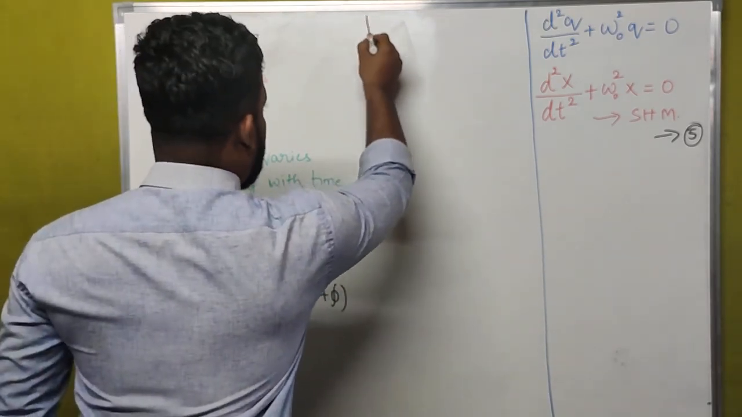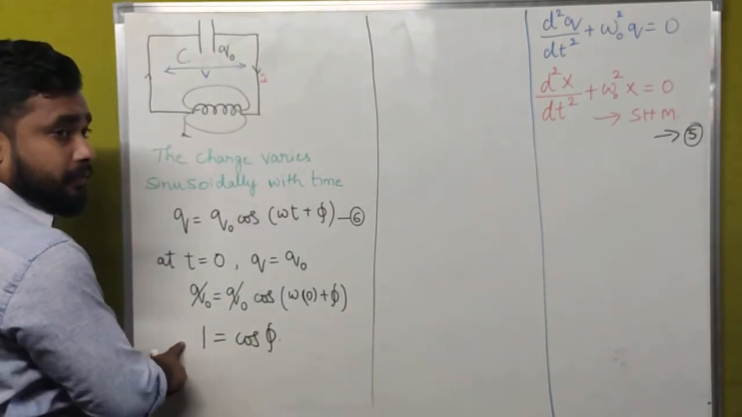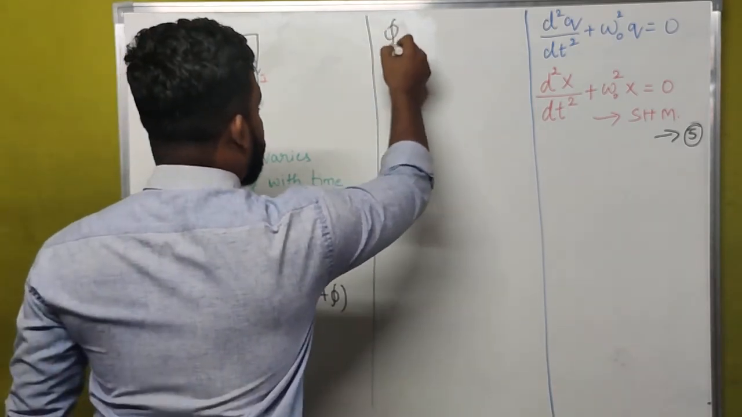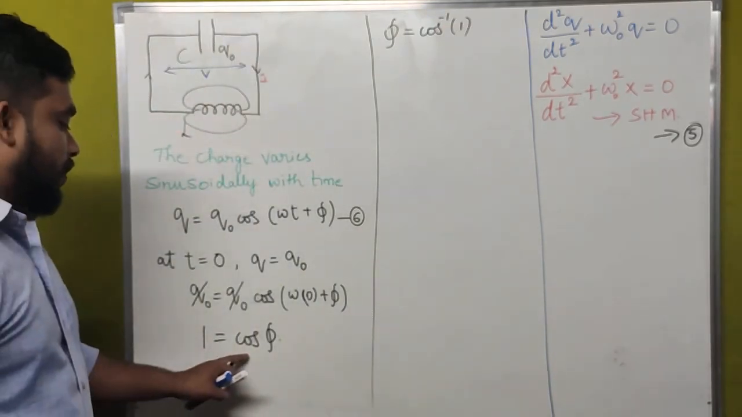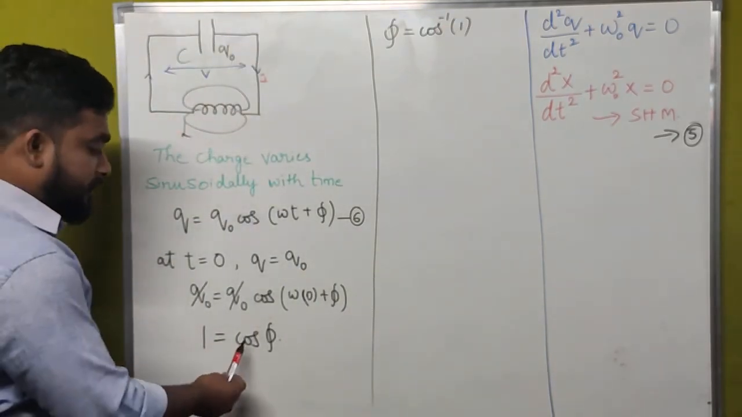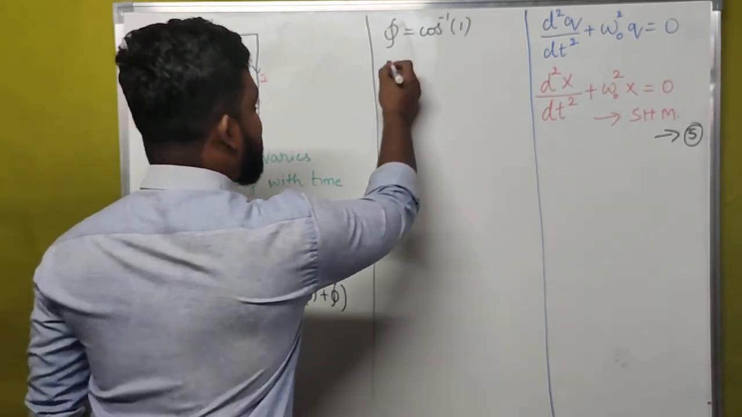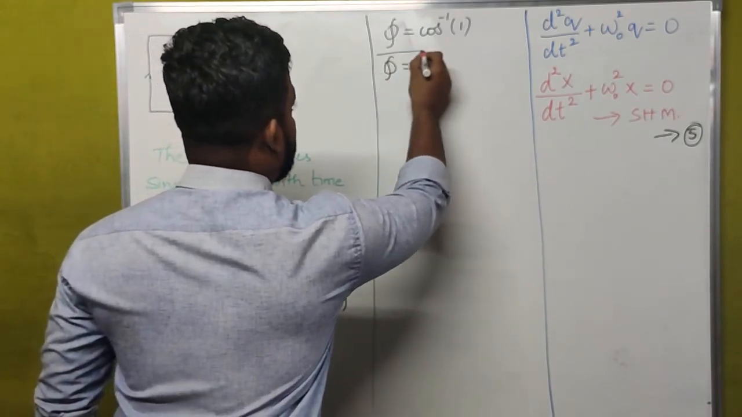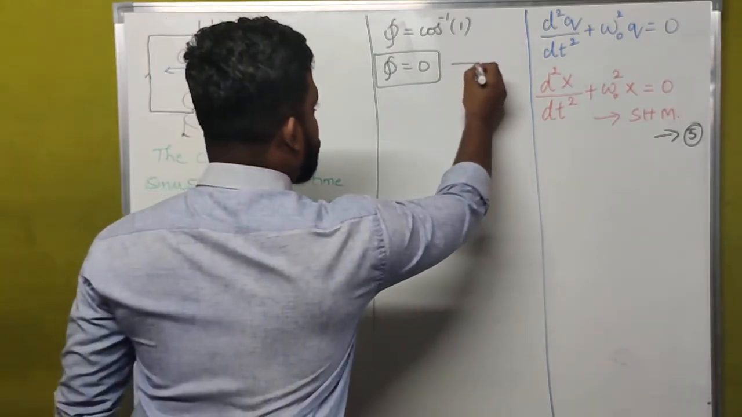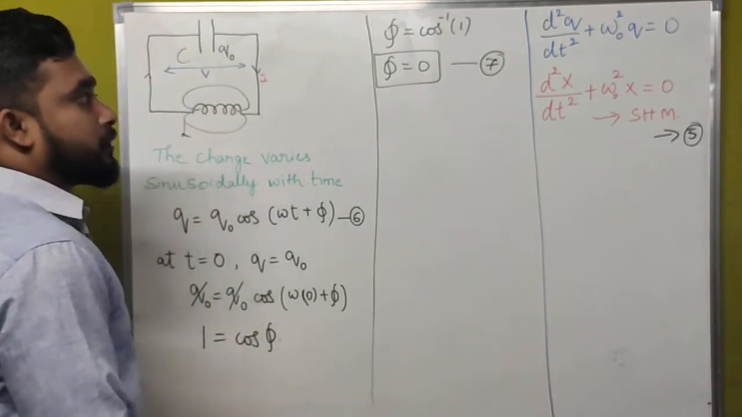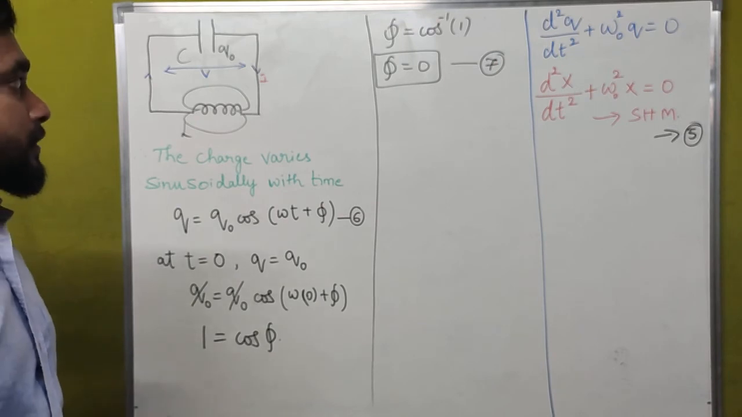If we send this cos to the other side of the equation, phi is equal to cos inverse of 1. Cos inverse of 1 is what? The cos inverse of 1 is equal to 0. Let us call this equation, phi is equal to 0, equation 7.